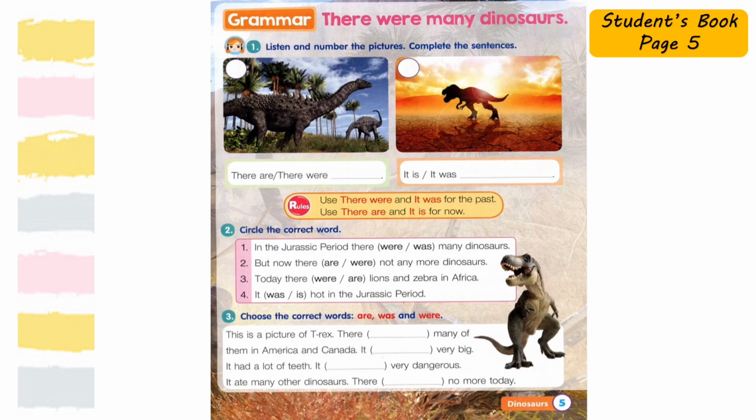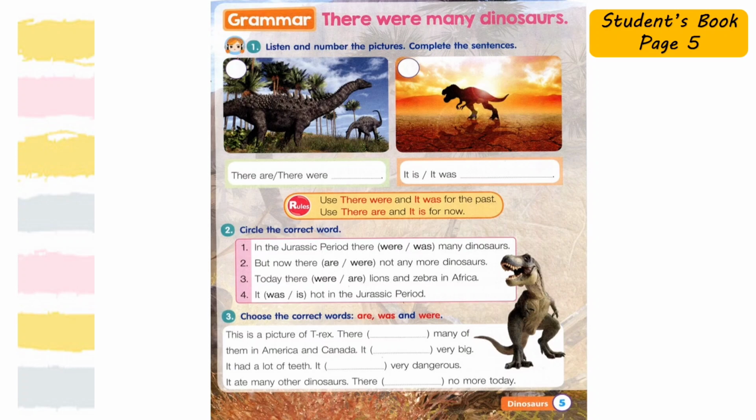So later on, I'm going to read some sentences or 2 sentences, and I want you to number which picture it is. Number 1, in the Jurassic period, there were many dinosaurs. Please number picture 1 or picture 2. Number 2, it was hot in the Jurassic period.